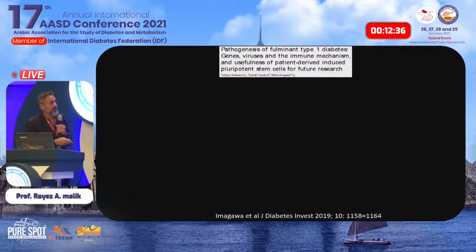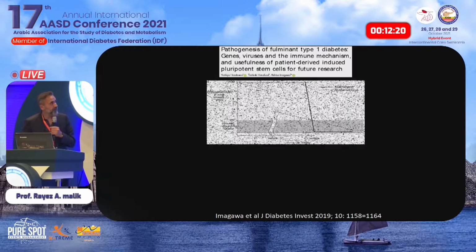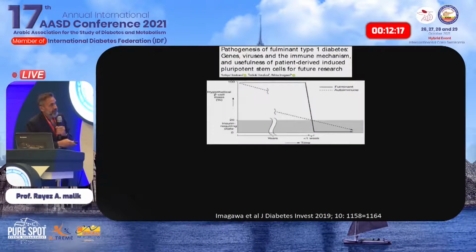So what is fulminant type 1 diabetes? Well, fulminant type 1 diabetes originally was described in the Far East, in Japan, and essentially it is type 1 diabetes, but it's slightly different in that in classical type 1 diabetes, you have this process over maybe even up to 12 months or a year, where you get this progressive autoimmune process, which then results in, over a period of maybe several years, eventually very few beta cells.